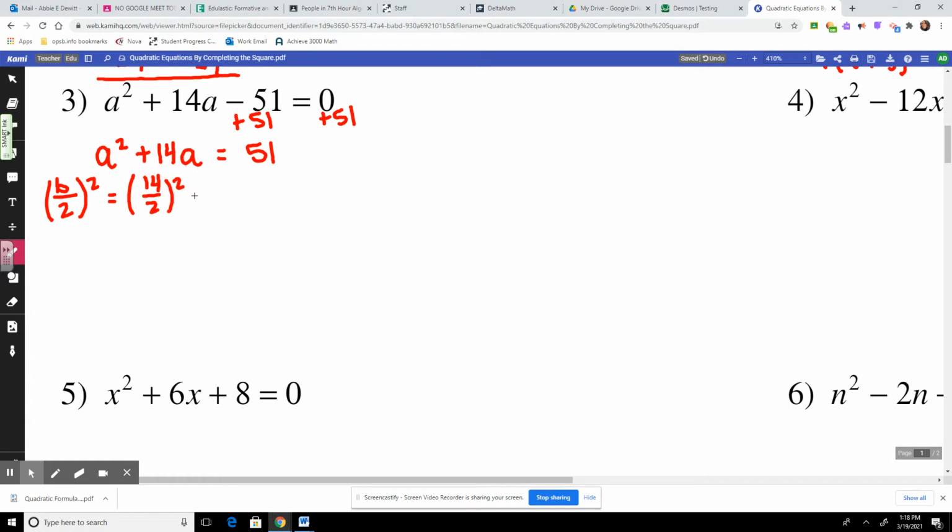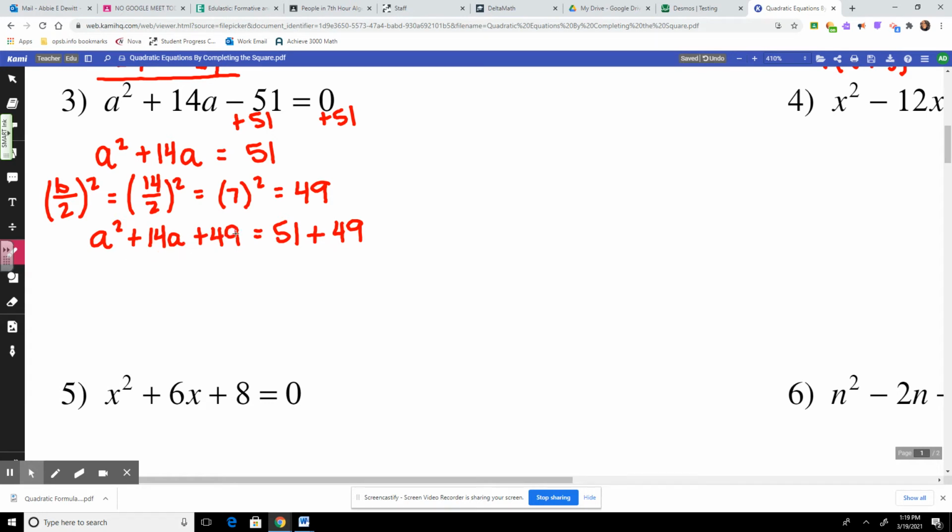This should look familiar if you look at the problem directly above. 14 divided by 2 is 7 squared. And what is 7 squared? It's 49. So 49 is what I need to add to both sides of my equation. So a squared plus 14a plus 49 equals 51 plus 49. Again, this is a common mistake. Don't forget to add to the right side of your equation.